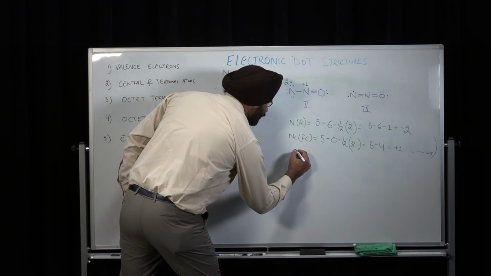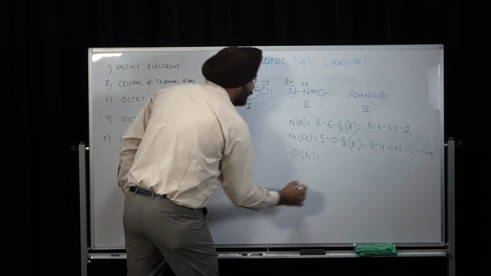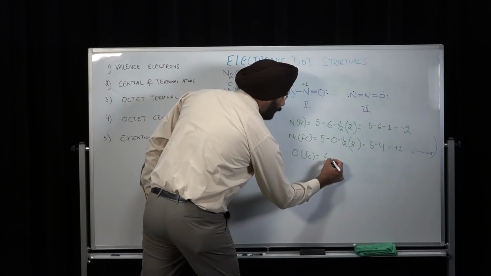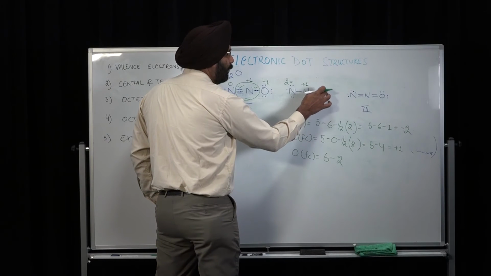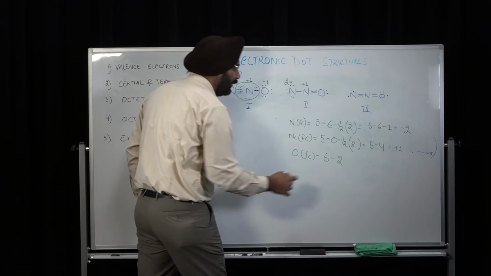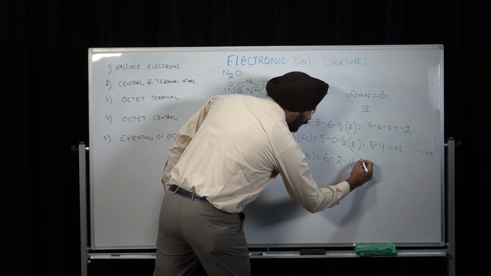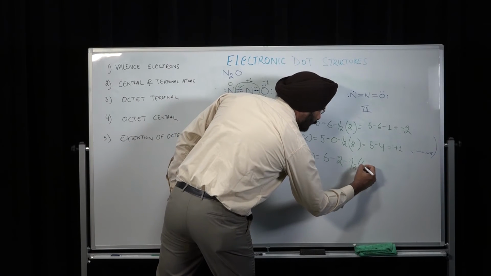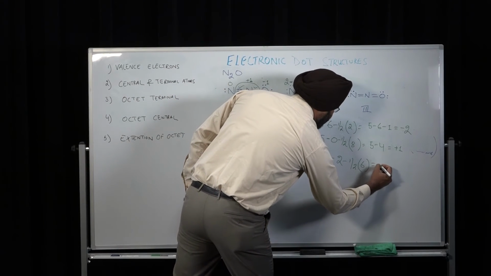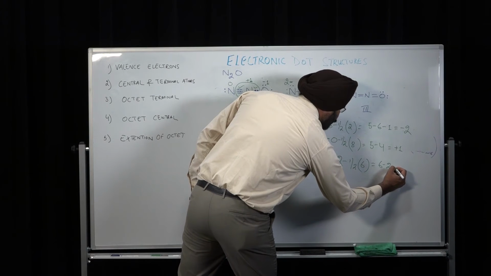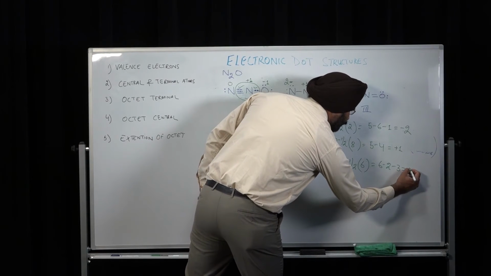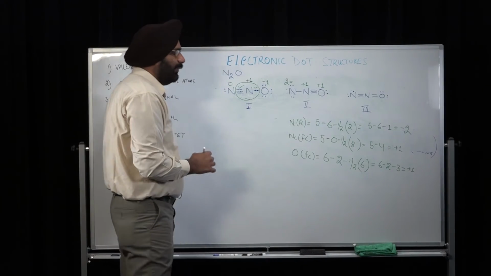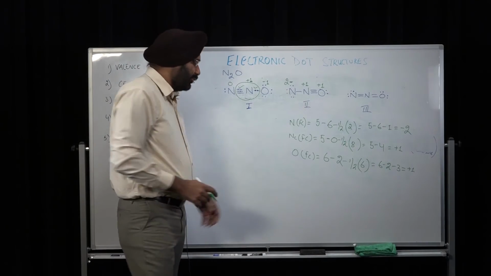And for the oxygen, the formal charge will be the number of valence electrons, 6, minus the number of non-bonding electrons. You can see here there are 2, minus half of the bonding electrons. You see a triple bond, so that means 6 electrons. So in total what you get is 6 minus 2 minus 3. You solve, what you get is positive 1. So these are the formal charges for structure 2.